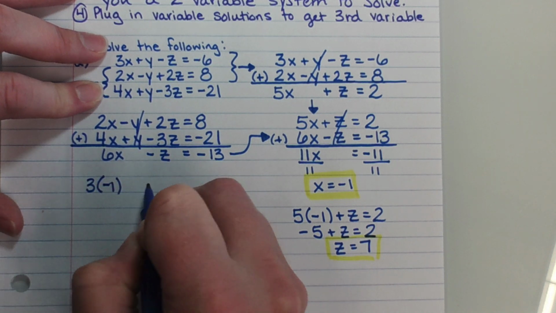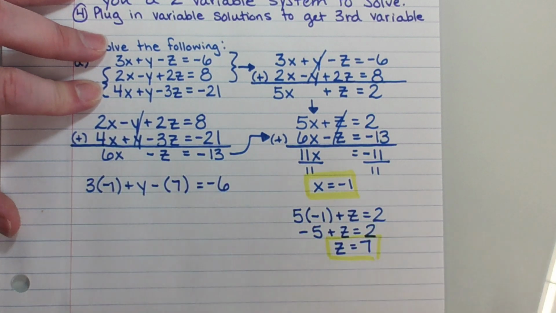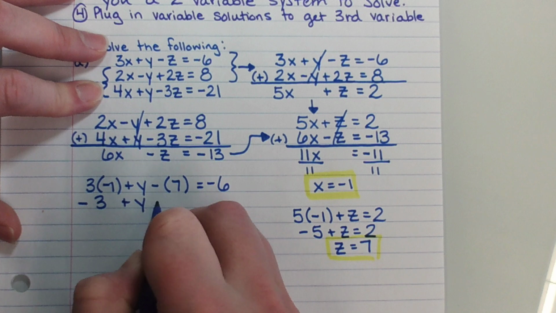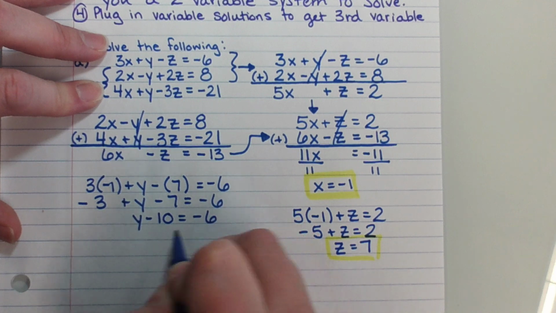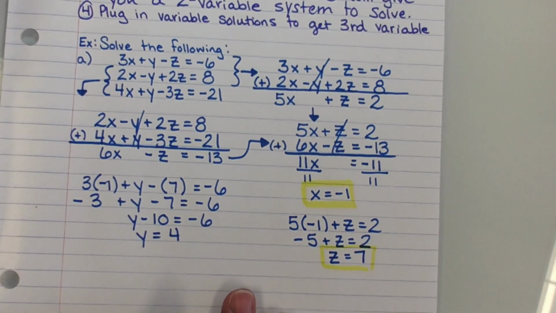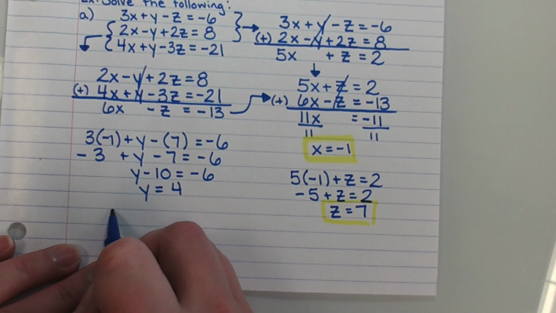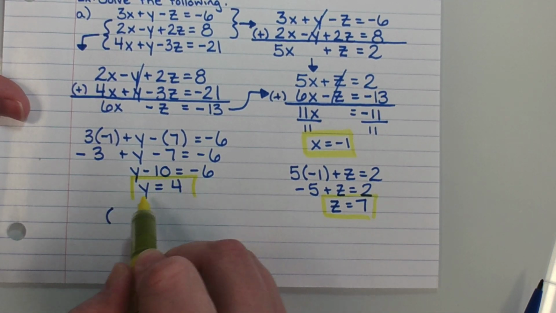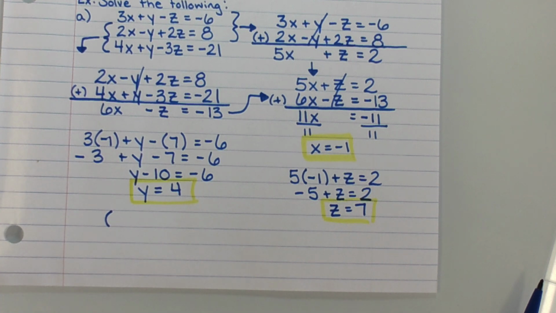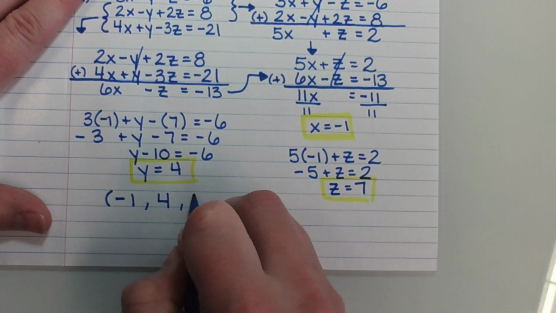3 times x, which is negative 1, plus y minus z, which is 7, equal to negative 6. Negative 3 plus y minus 7 equals negative 6. From here, it's just your basic algebra. Y is equal to 4. These are my 3 variables. What does the coordinate point look like? X, Y, Z. Negative 1, 4, 7.